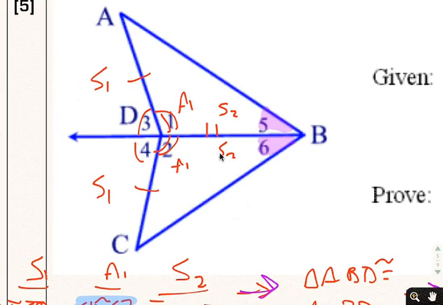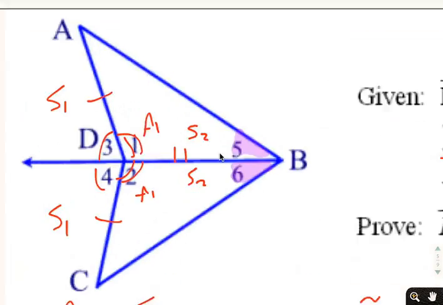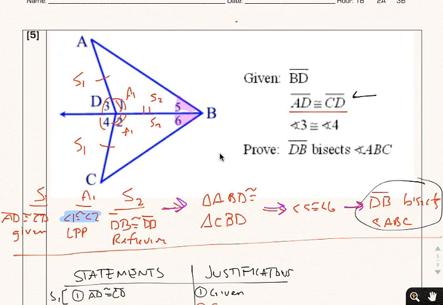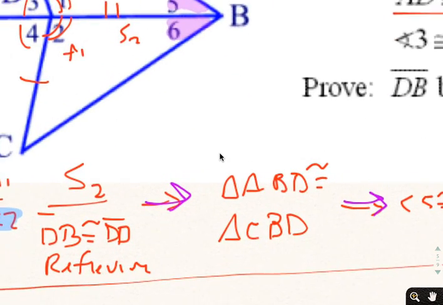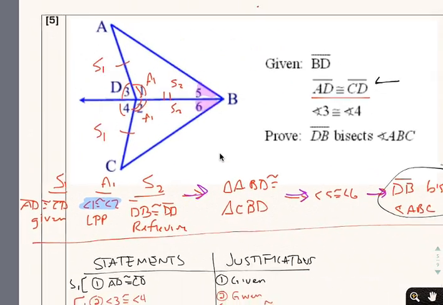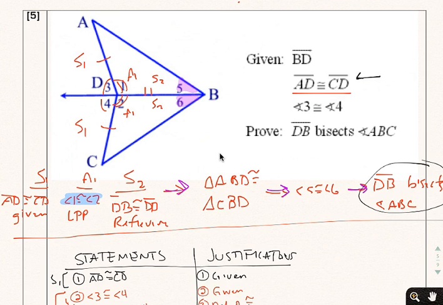We wanted to prove that BD is a bisector of angle ABC, which is comprised of angle 5 and 6. So we determined if I can prove angle 5 and 6 are congruent, that means those have to be bisected. The way I'm going to prove congruency is by proving the triangles are congruent, and we're given enough information for side angle side. So by using side angle side, my triangles are congruent. Triangles are congruent means my angles are congruent. Angles are congruent means that BD bisects angle ABC, and bam, there is proof number 5.